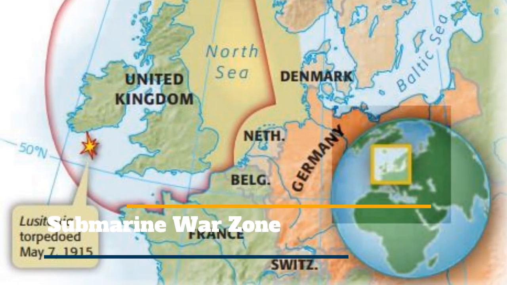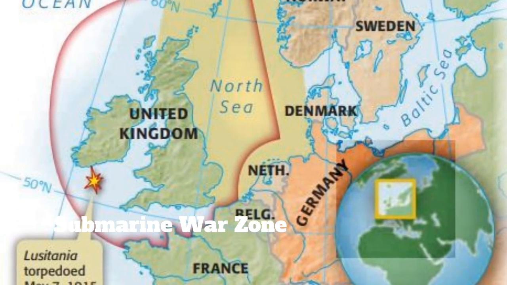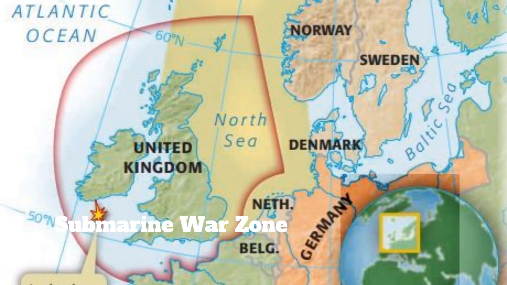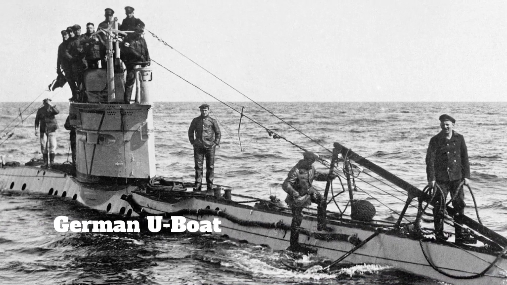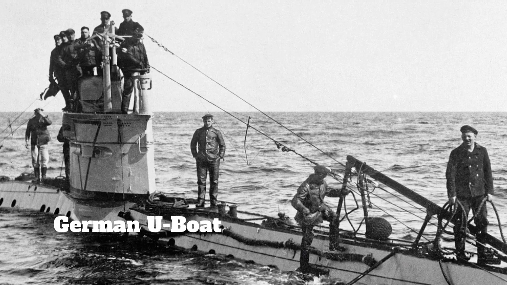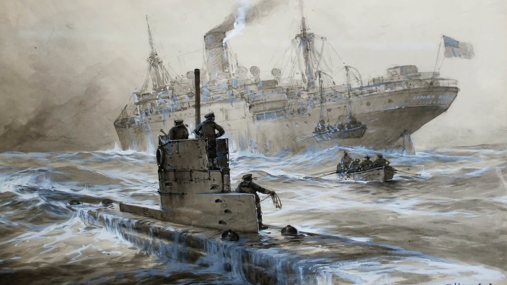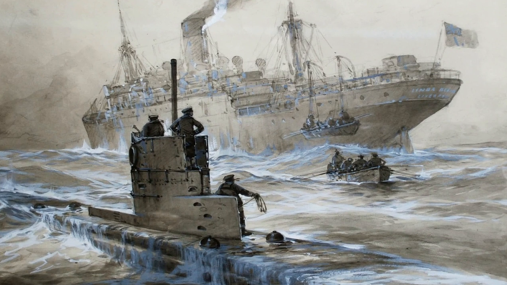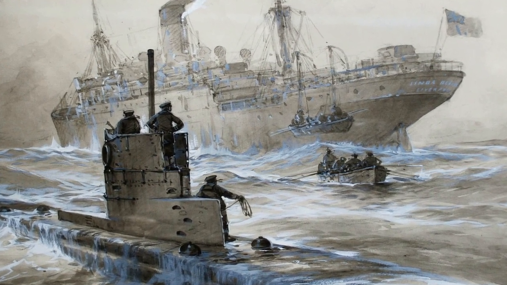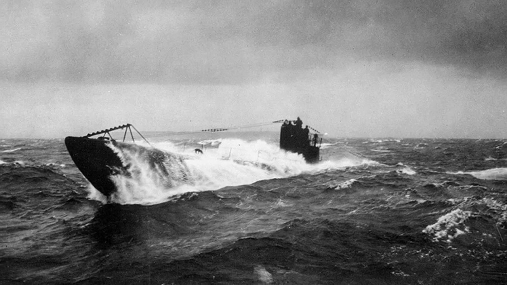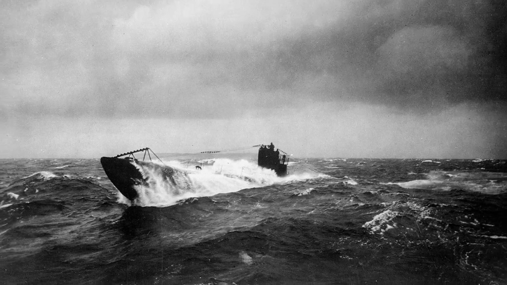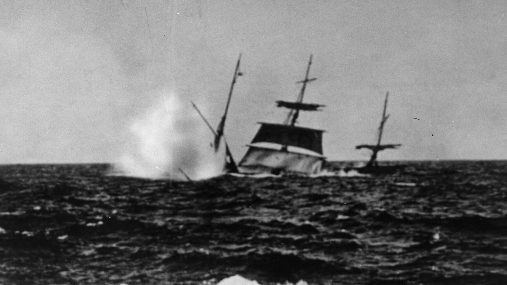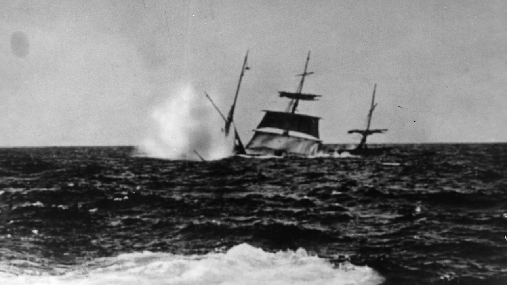Germany responded to the British blockade by establishing a submarine war zone around the British Isles. Submarines, called U-boats in Germany, were a relatively new invention that had not really been tested in war. Existing rules of warfare stated that battleships had to stop and board a merchant vessel. However, these rules did not apply to submarines because surfacing would make them vulnerable to attack. Therefore, submarines began to sink ships entering and leaving the established submarine war zone.